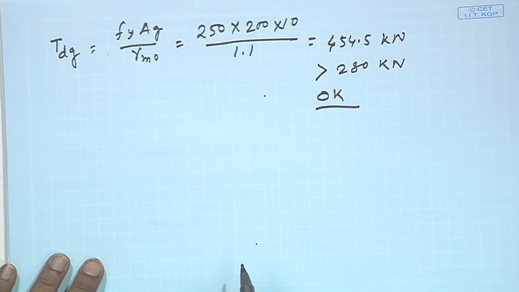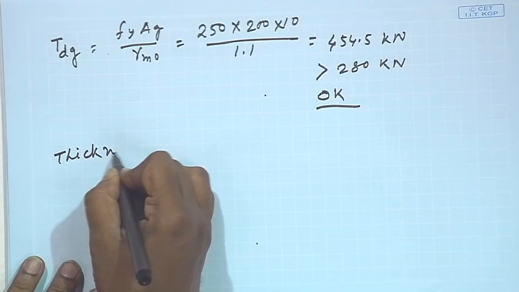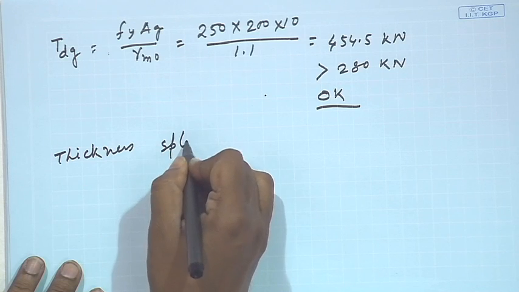So, 454.5 kilonewton is the design strength due to yielding of gross section. We could find that the member whatever we have designed is fine. Now, the thickness of the splice plate we have to find out. What will be the thickness of the splice plate, right.